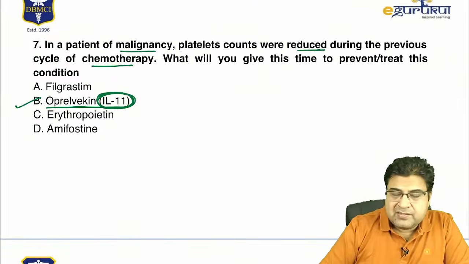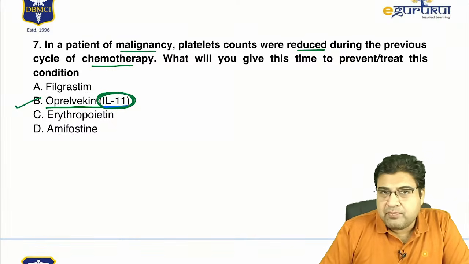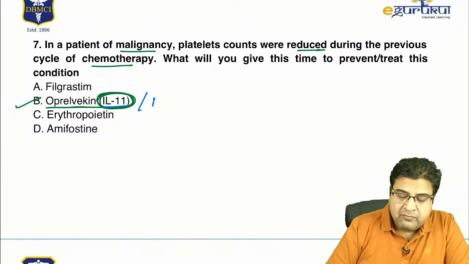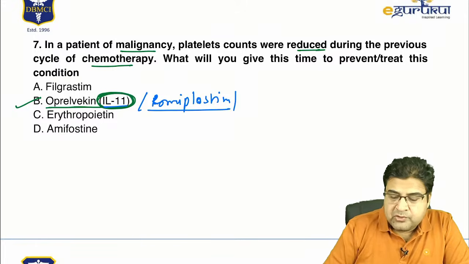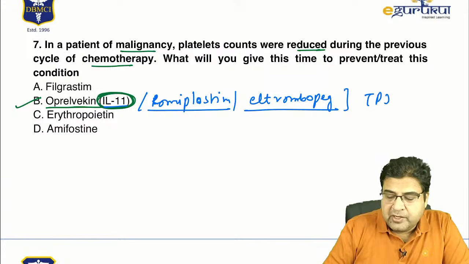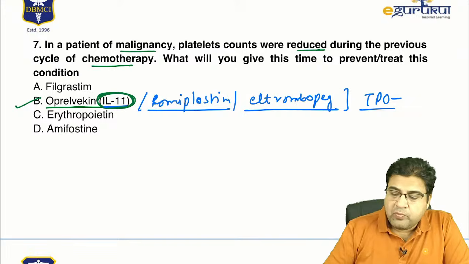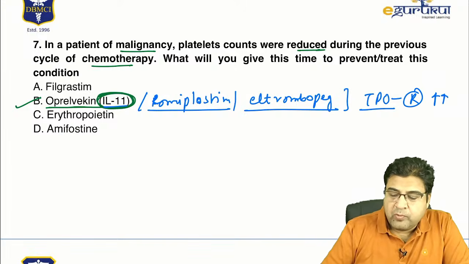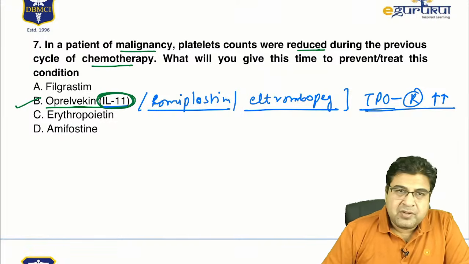Okay, so guys, here the medicine which is given is an interleukin 11 analog. Interleukin 11 is the natural growth factor of platelets, and oprelvekin we can give. We can also give medicines like romiplostim and eltrombopag. So eltrombopag, romiplostim, these are known as TPO, that is, thrombopoietin receptor analogs. We call them TPO receptor analogs. So this is the answer.